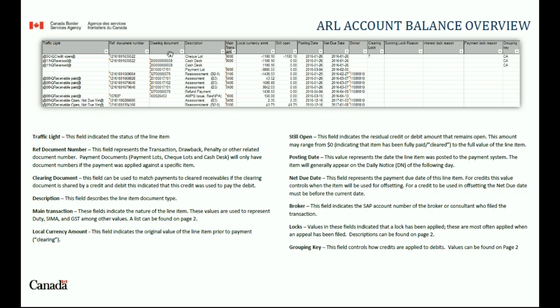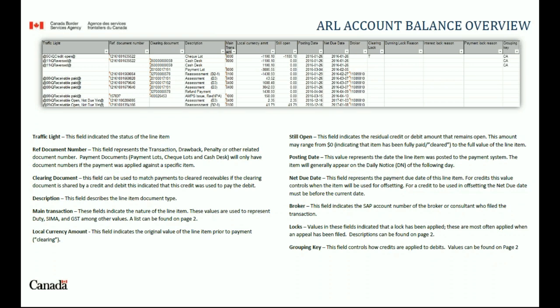The next field, the clearing document, is an internal SAP document number. What you expect to see in this column, and it's a little confusing, is that the value in this field will match credits to receivables. So if the receivable is closed and the payment has been used, this is the field that you can group or filter by, and it will show you how credits offset certain items.